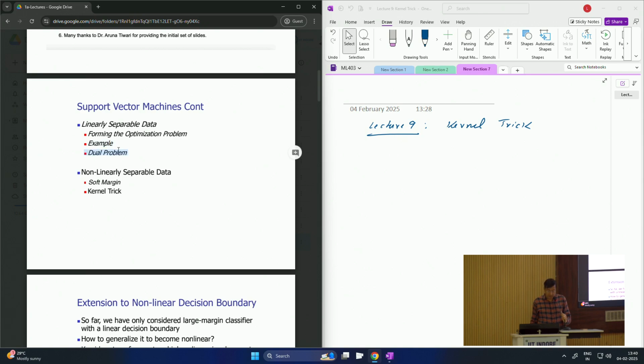Then we said we don't work with the primal problem, we work with something called the dual problem. The dual problem is where you work with the Lagrangian of the function. So you maximize the Lagrangian, and the advantage of that is that the input space, the feature space, gets collected as an inner product. Then last class we allowed some outliers to come here and there, and we called it the soft margin.